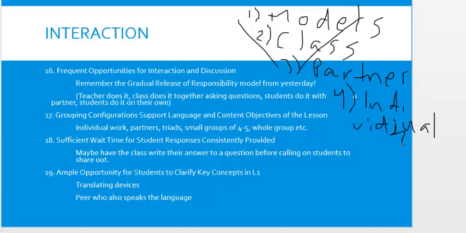So you're gradually releasing your own responsibility to the students. So the teacher does it, the class does it together asking questions, the students do it with a partner, and then they do it on their own. I want you to think about why that is important for ELLs. Where are they getting opportunity to use language?